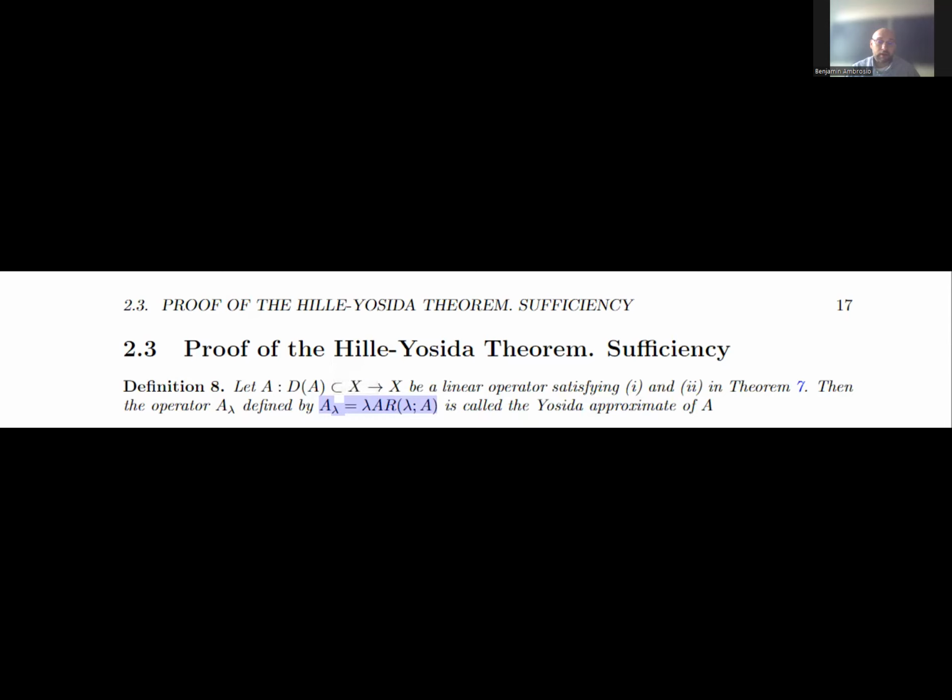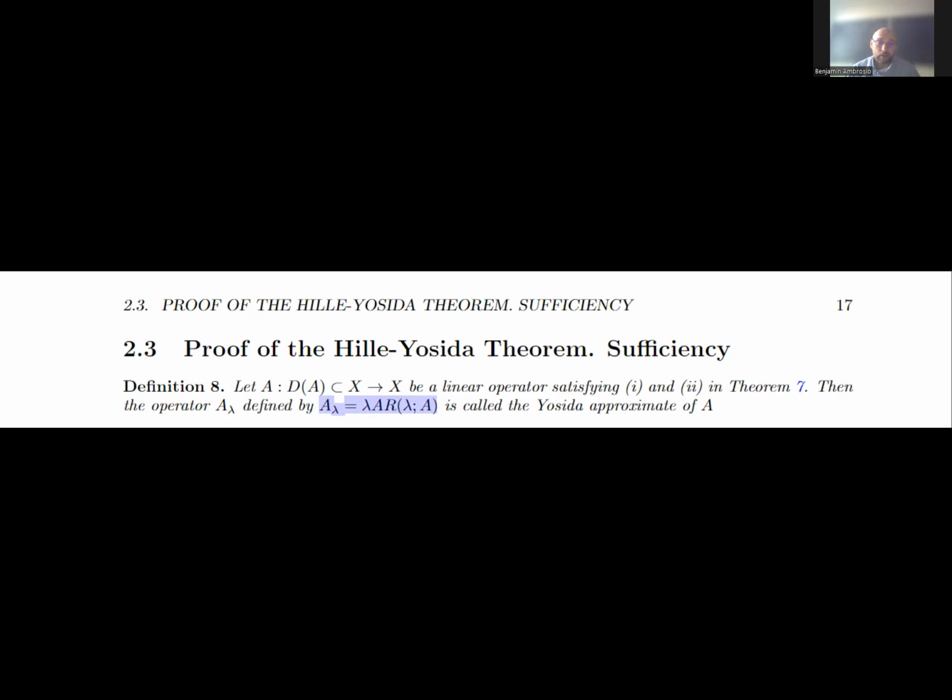Basically, we are going to prove that A_lambda generates a semigroup, and it will generate a uniformly continuous semigroup. From that, we will see that as lambda goes to infinity, this A_lambda converges to A. Then we take the limit as lambda goes to infinity, and this will give us the result.